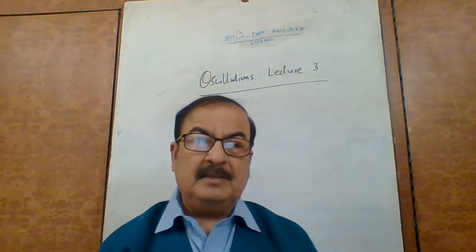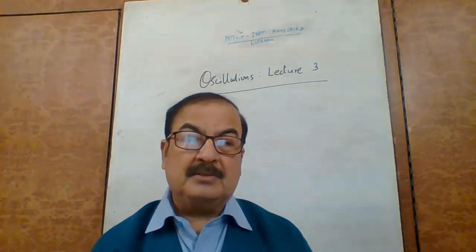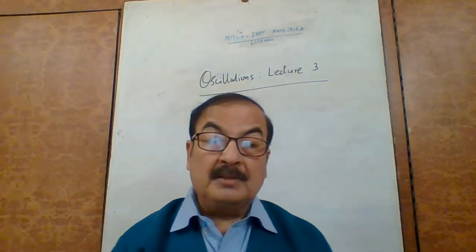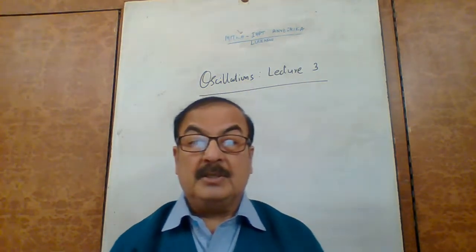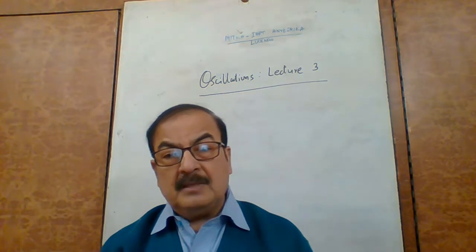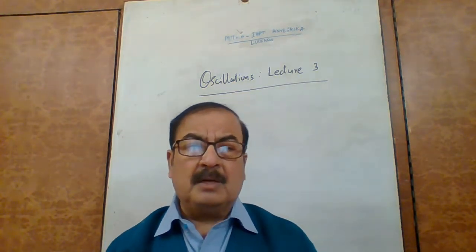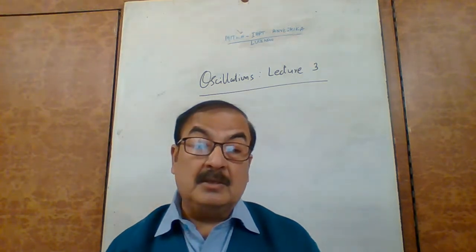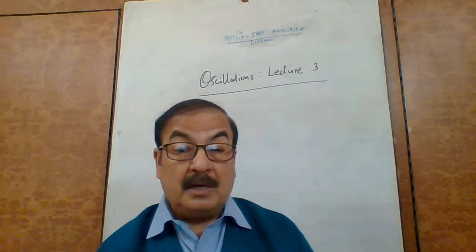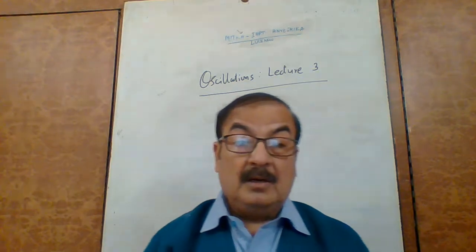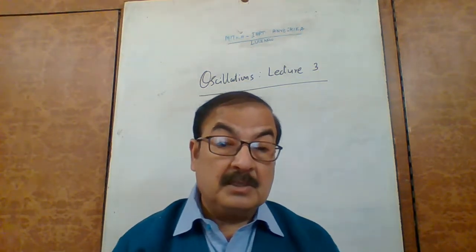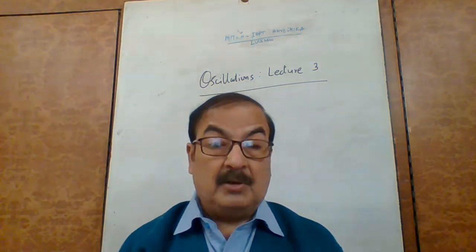In the last lecture, we discussed the equation of simple harmonic motion on the basis of uniform circular motion. We will continue the same process, using uniform circular motion to derive an expression for the velocity and acceleration of the body.